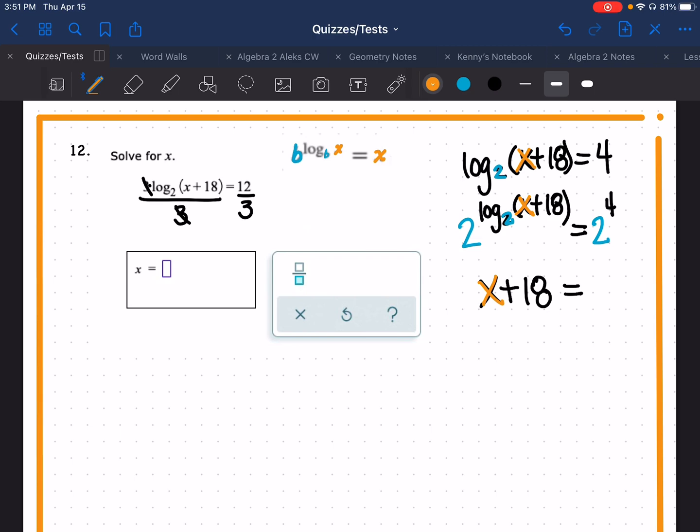2 times 2 times 2 times 2, 4 times, is 16. And all I have to do to finish solving this problem is subtract 18. 16 minus 18 is negative 2, but that's okay. My answer can be negative.